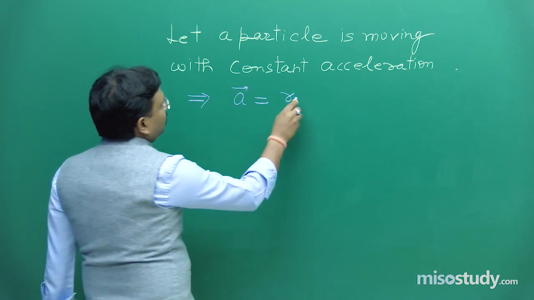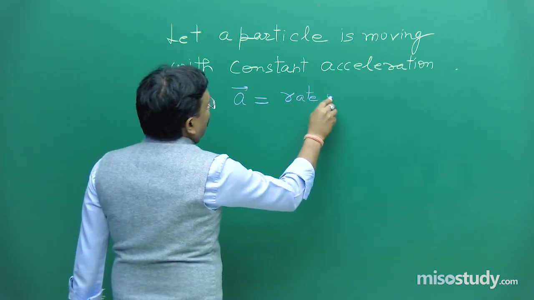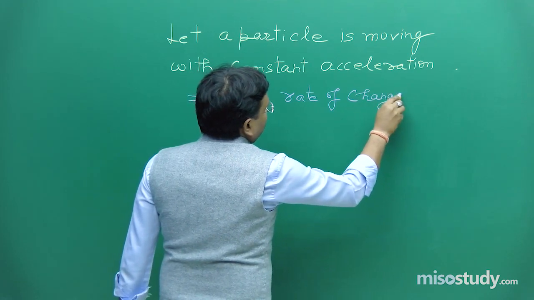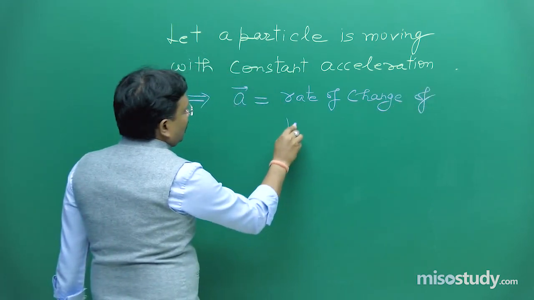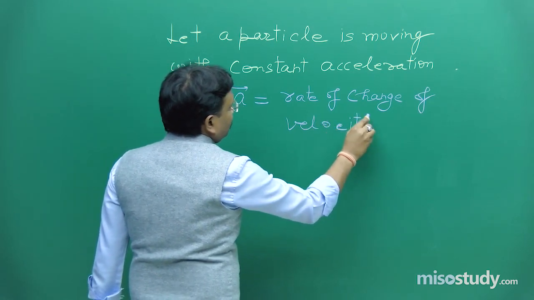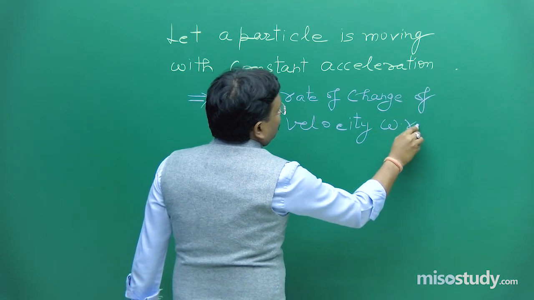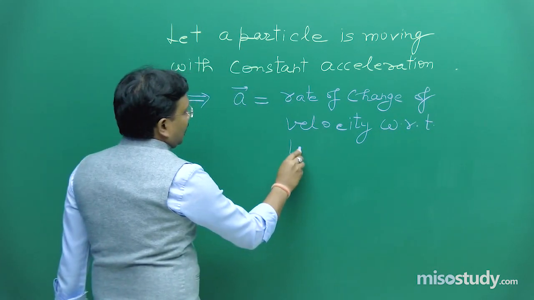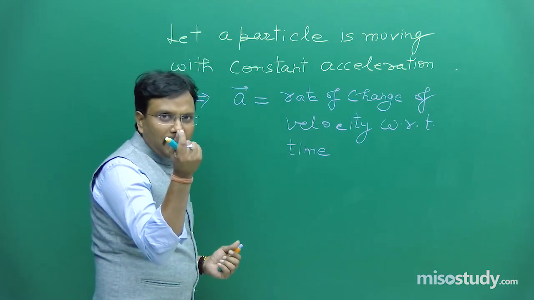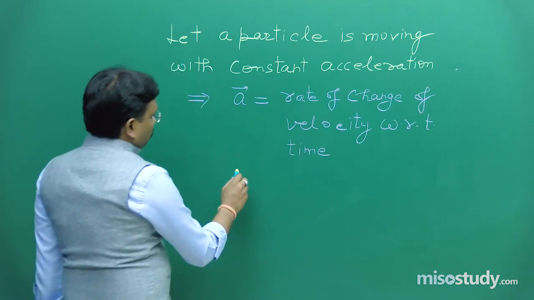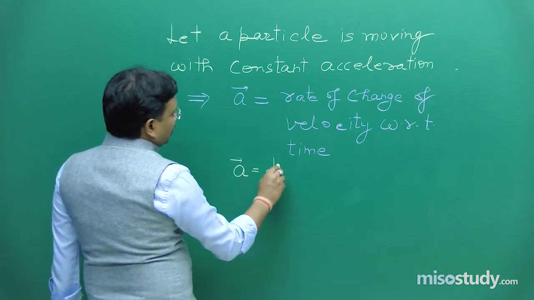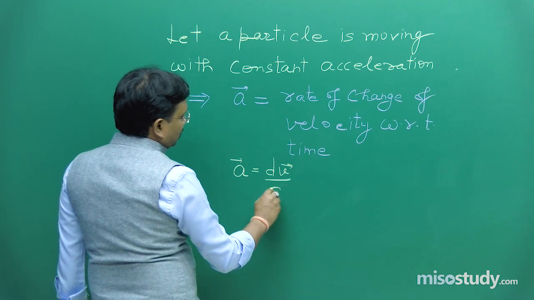Acceleration a is equal to the rate of change of velocity with respect to time. This is the simple explanation of acceleration. So what can I say? I can say a is equal to dv by dt.